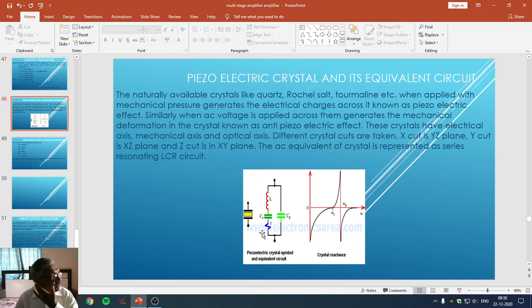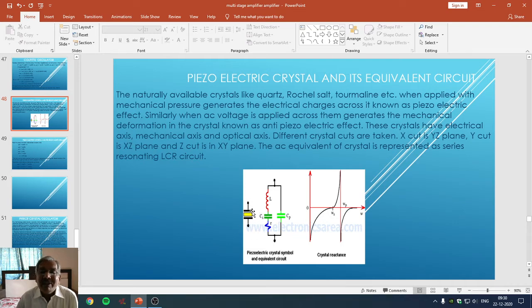This will work to act as LCR series resonating circuitry, whereas it also acts as parallel resonating circuitry by behaving as an LR circuit, with one capacitor in parallel to this particular circuit. Means both behaviors are possible for this particular equivalent circuit. So that's why it is the equivalent circuit and it is the crystal symbol.